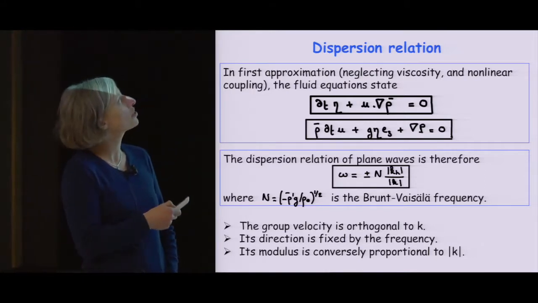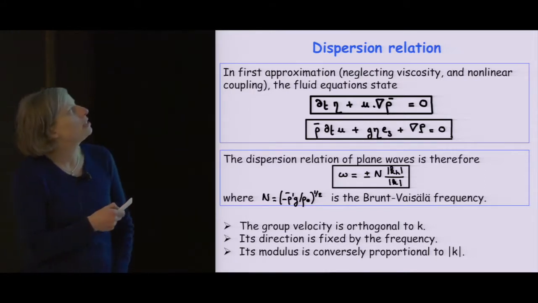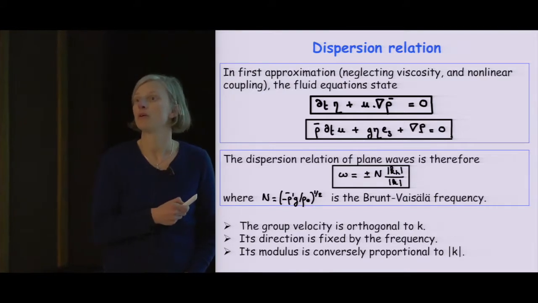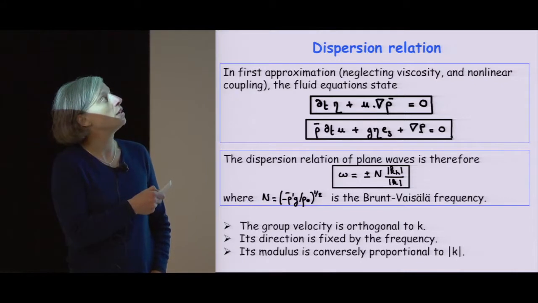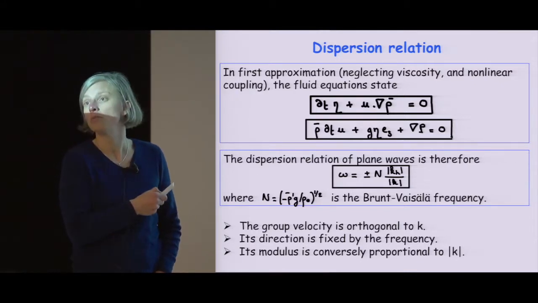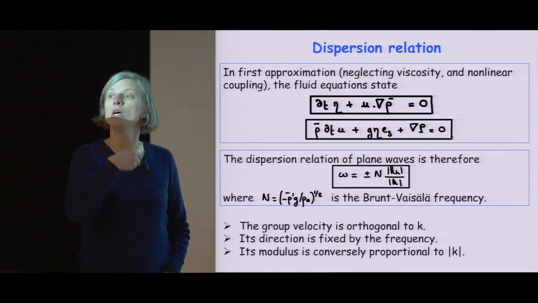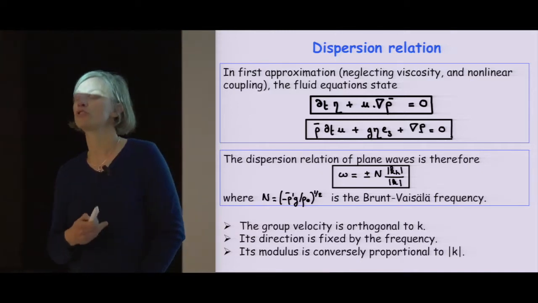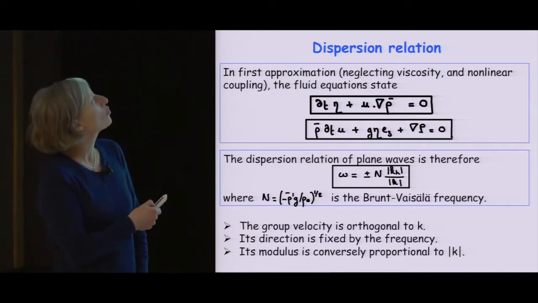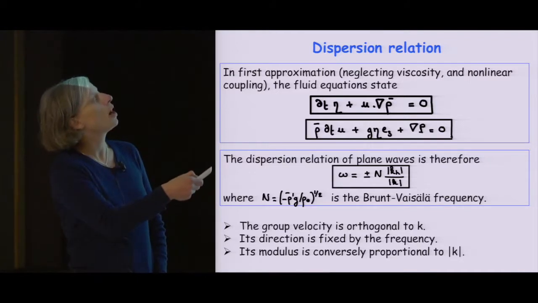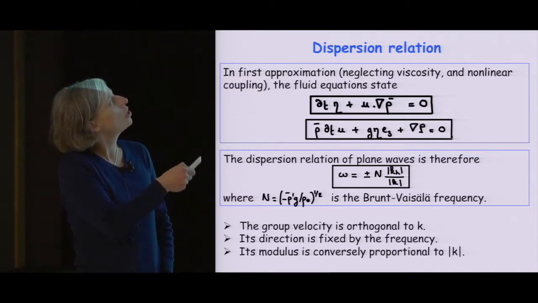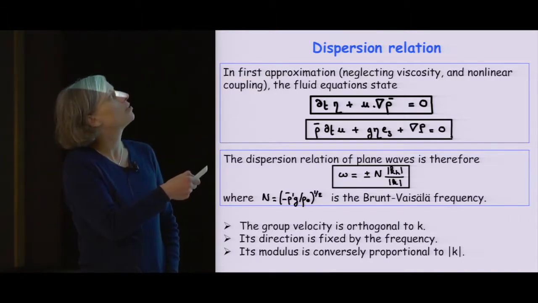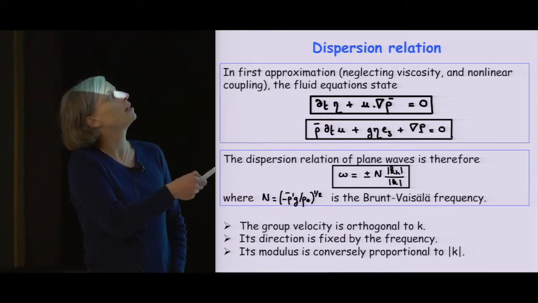Now this first equation here is just the conservation of mass. I have assumed that u is divergence-free because the fluid is incompressible. So if the fluid is incompressible, I know that the divergence of u is equal to zero, and then the conservation of mass, up to higher order terms, so I will neglect this nonlinear coupling, just states dt eta plus divergence of u times rho bar is equal to zero.